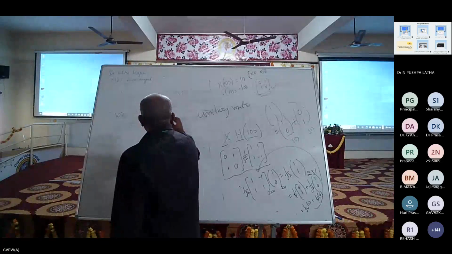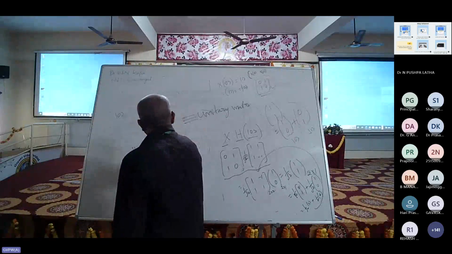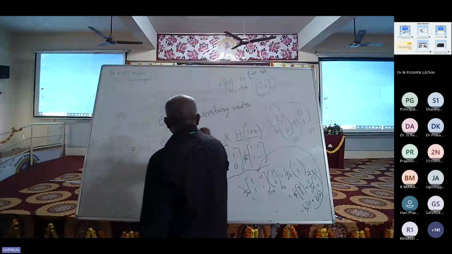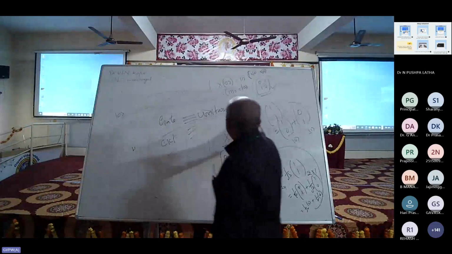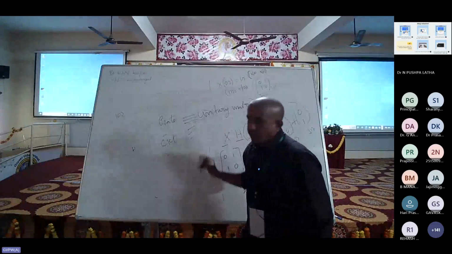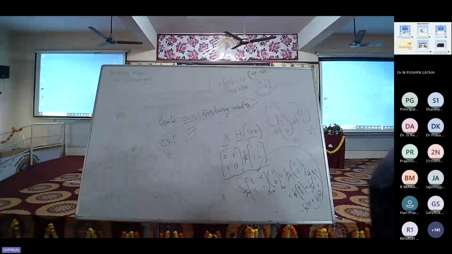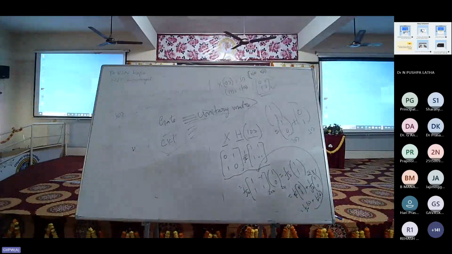For every gate, you will have an equivalent unitary matrix. For the circuit also, you can obtain the equivalent unitary matrix. So this is the whole theme of quantum computing. If I say the Deutsch algorithm, they will make one circuit and finally represent the result by using one unitary matrix.